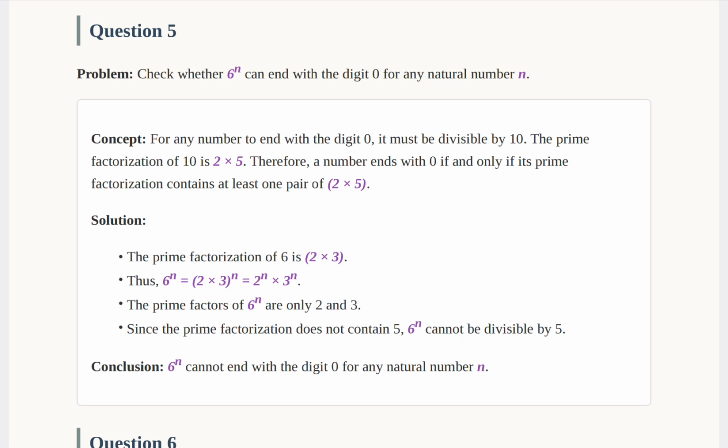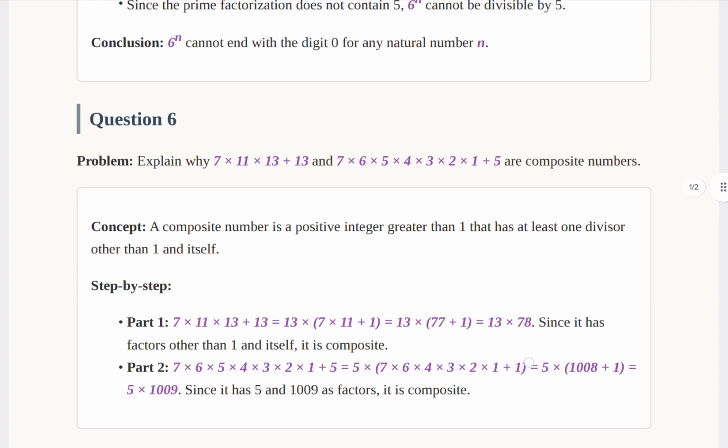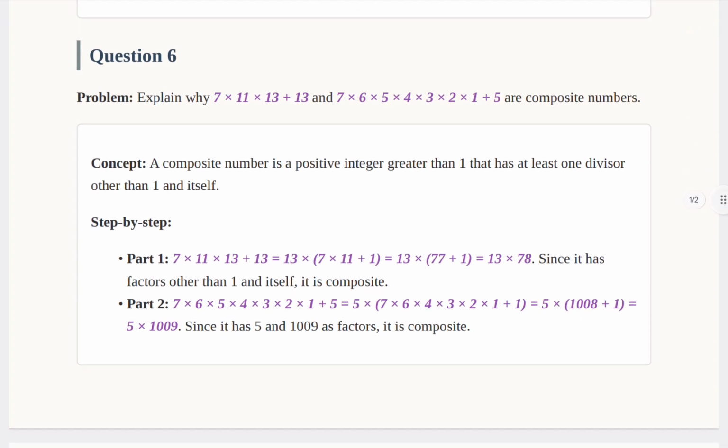So in this way we have completed this question number 5. You can just write in exam concept, concept and its solution. Okay, and then conclusion. Now move on to next question, which is question number 6.